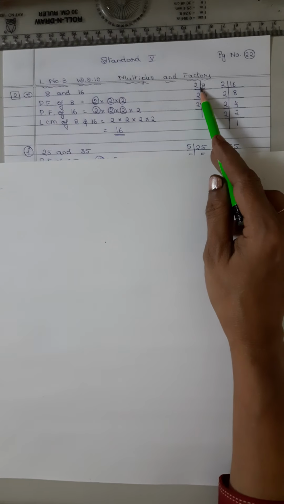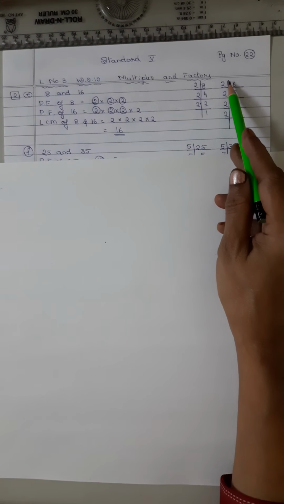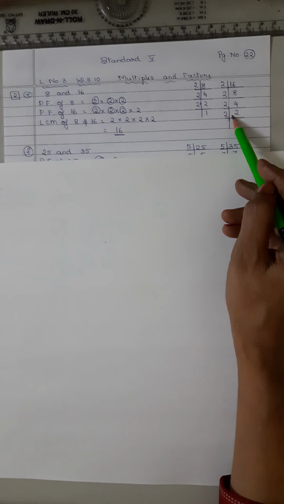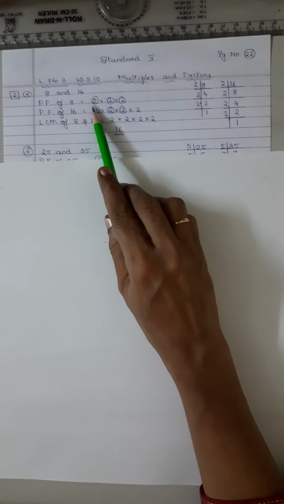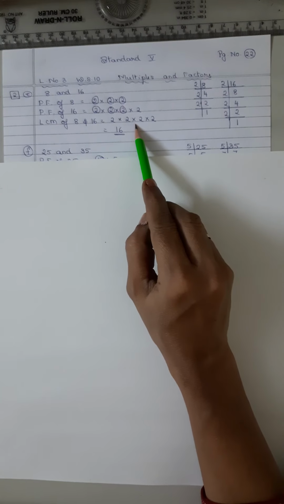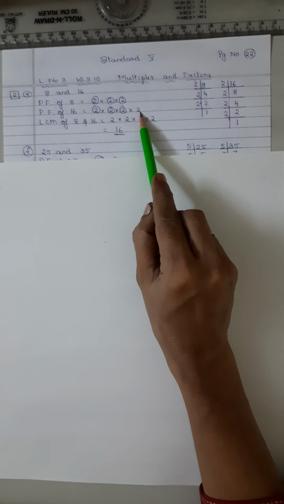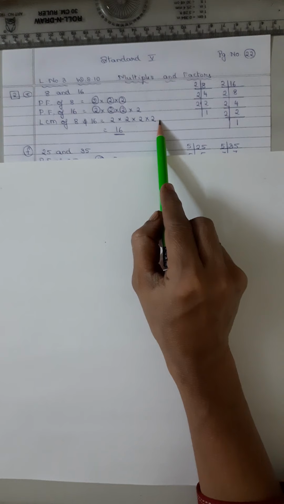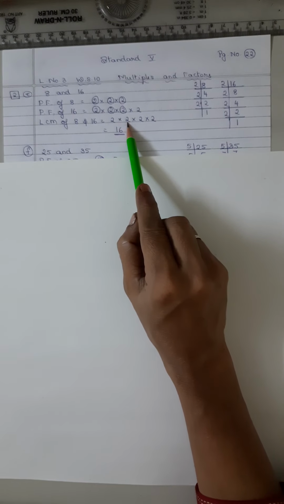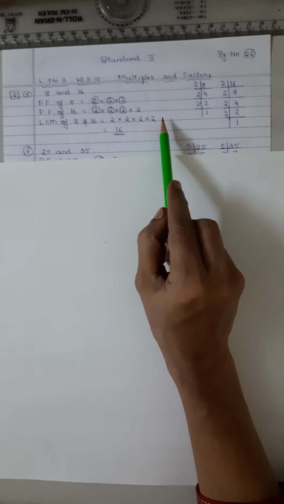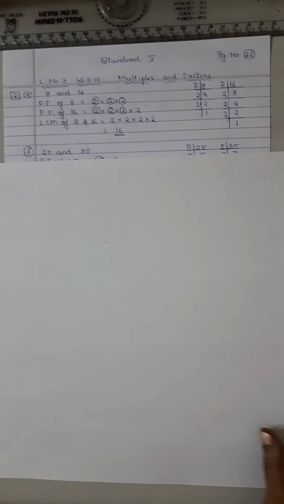So in the first number there are 3 twos, in the second number 4 twos. Now LCM: common, 3 times you got 2, and the uncommon one time. So 2 2s are 4, 2 2s are 4, 4 4s are 16.